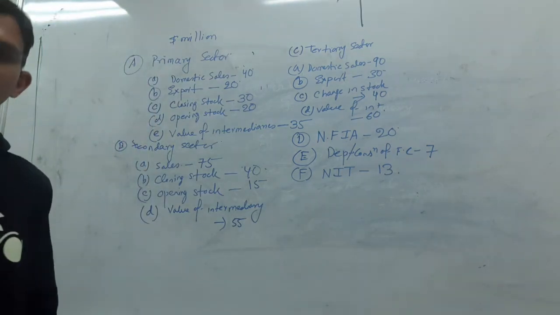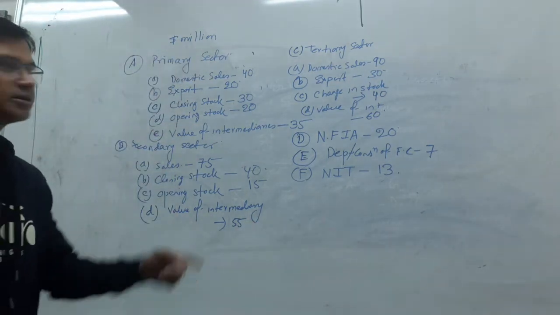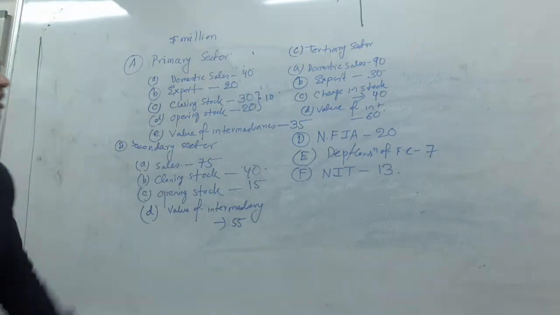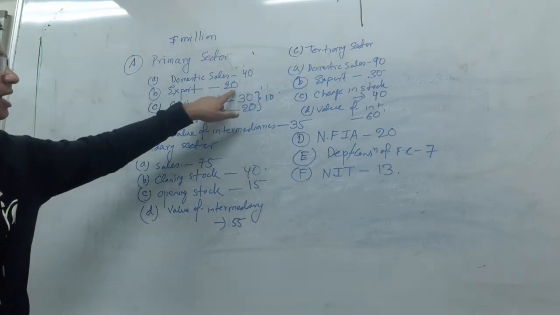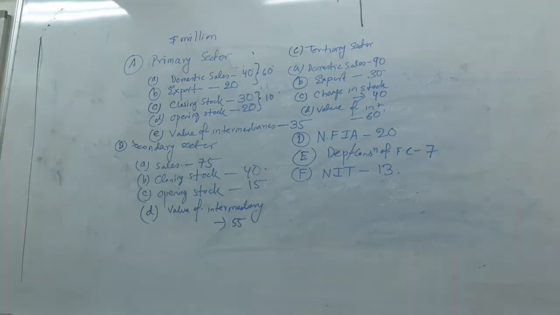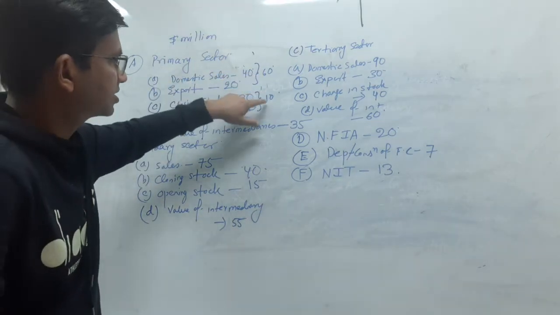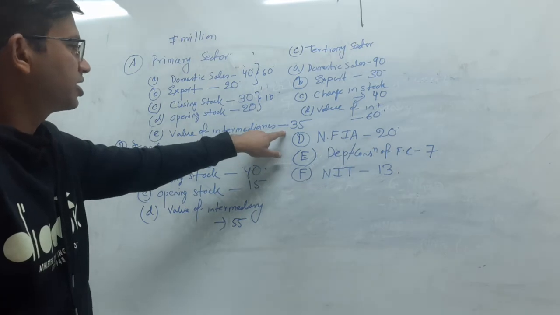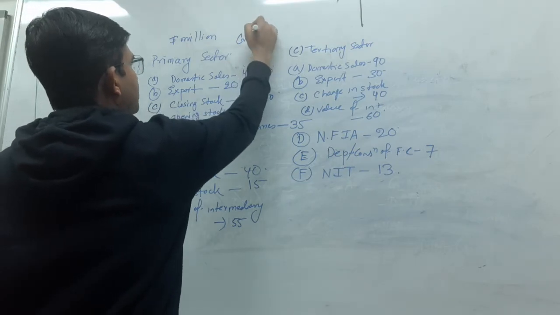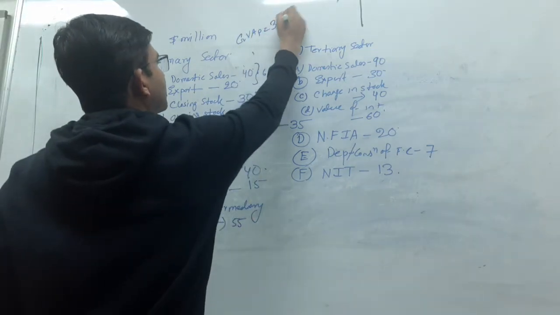Now we have to find out the national income. First, if we consider the primary sector, what is the change in stock? Change in stock equals 10. Domestic sales 40 and export 20, so the value of sales is 60. So the value of final goods will be 60 plus 10 minus the value of intermediaries, which is 35. So the gross value added in the primary sector will be equal to 35.